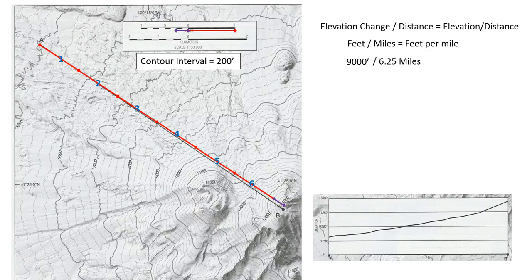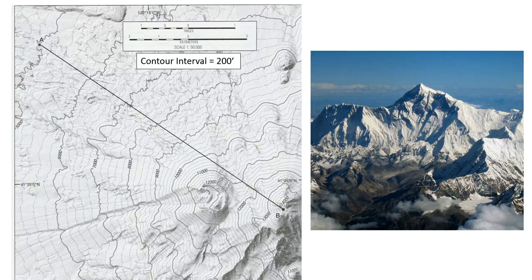Dividing these two numbers together, we come up with a gradient for line AB of 1,440 feet for every mile traveled. While this may not seem like a large change, imagine this number being larger, which would indicate a much steeper slope. To put this into perspective, the gradient from the Everest Base Camp to the peak of Mount Everest is 2,735 feet for every mile gained.